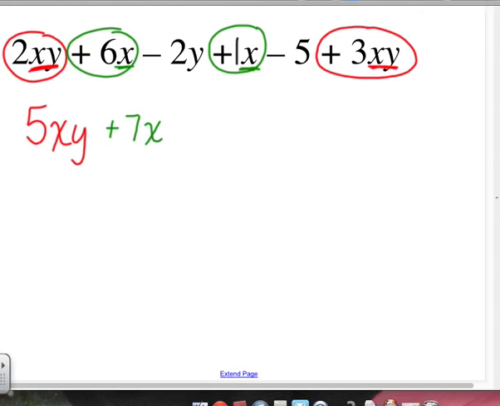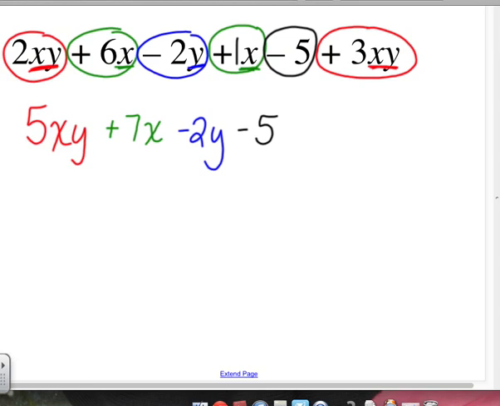Okay, next up, I see a minus 2y. I'm looking at what's left of my expression, and there's nothing that matches with a y, so I just have to bring him down into my final answer. He cannot combine with anyone. And the last thing I see is a minus 5. That guy has no variable, and there's nobody else like him with no variable, so he also just comes down and joins my simplified expression. So the simplified expression is 5xy plus 7x minus 2y minus 5. That's it. Can't go any further than that.